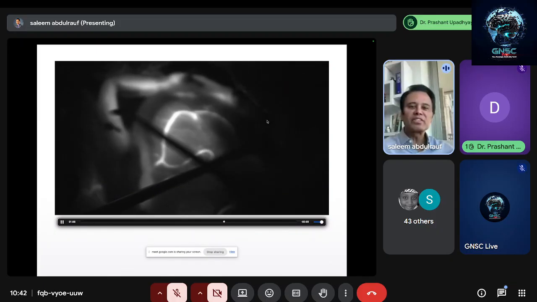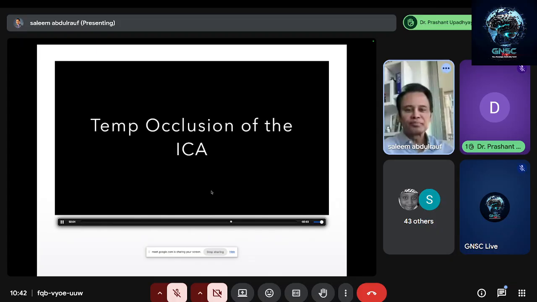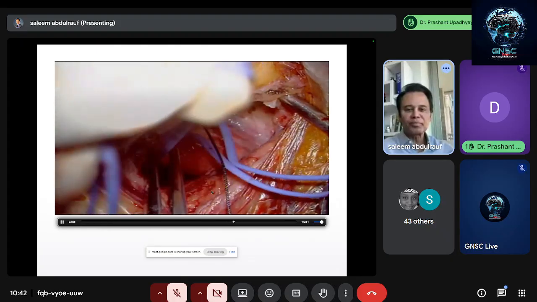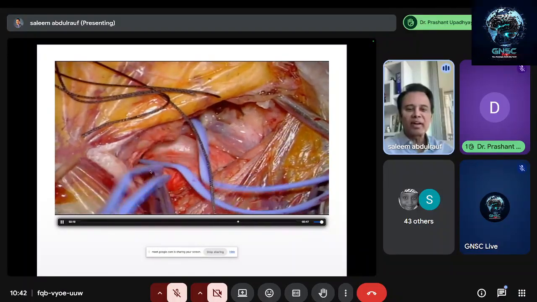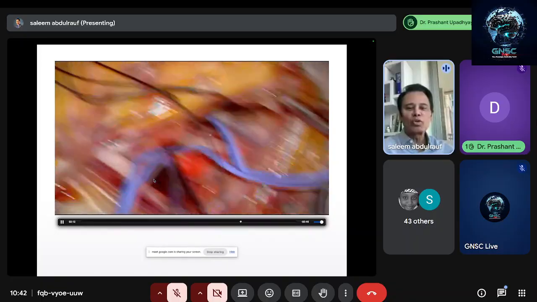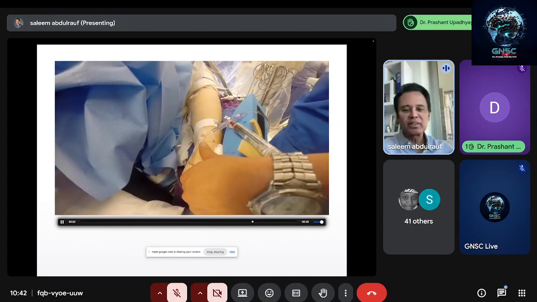You see, this is my graft. Nice. Maxillary artery. Okay, good. Okay, now we're going to occlude the carotid artery permanently to the right side of the brain. But first, temporarily, I want to make sure that my graft is working very well. For 10 minutes, I temporarily close the carotid artery, and we test the patient clinically.